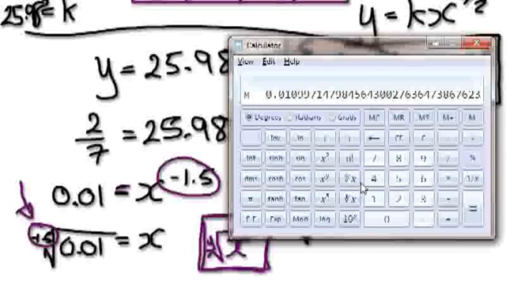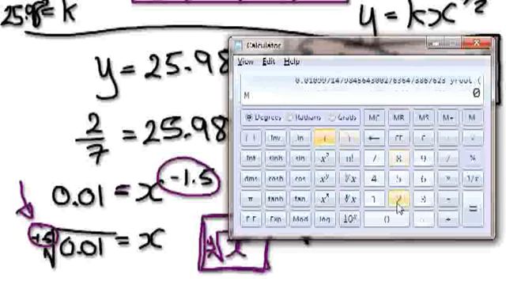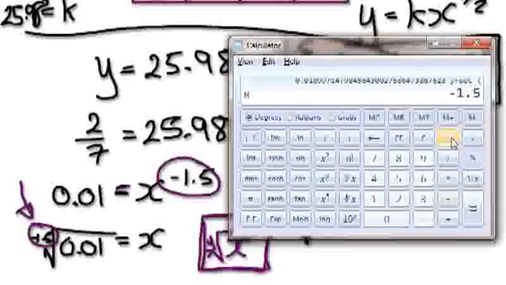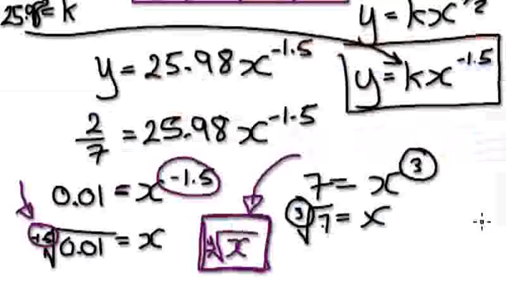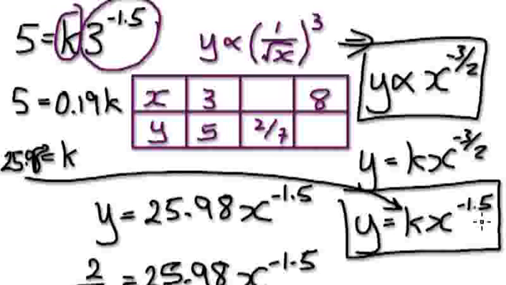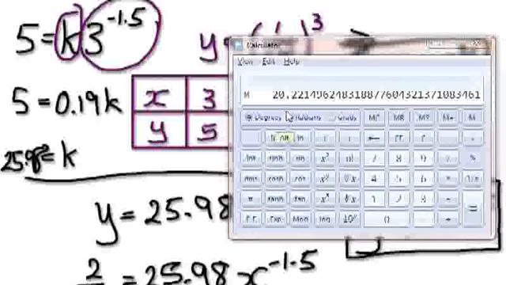So here it will be, I need to do this. Punch this button here, and then bracket, minus 1.5. So 1.5, this button here, minus that. Close it off. Equals this. So this will be 20.22. So up here, this would be 20.22.